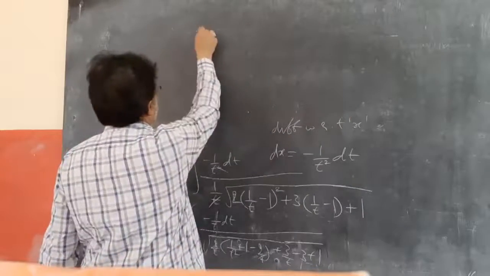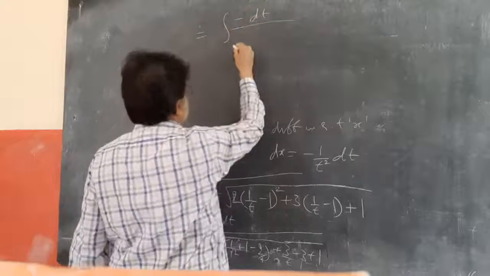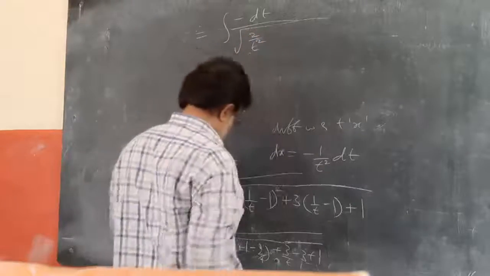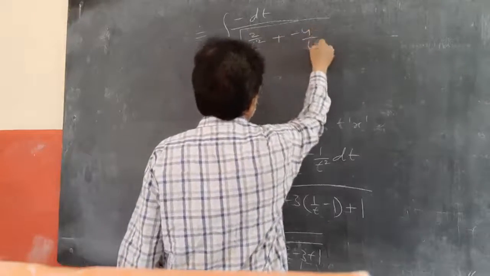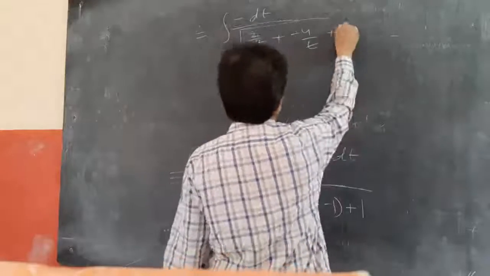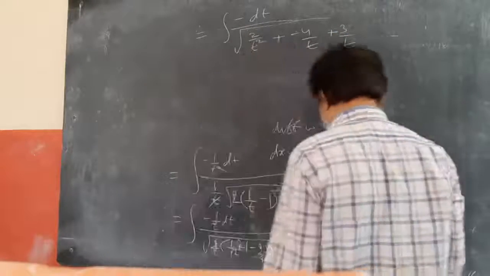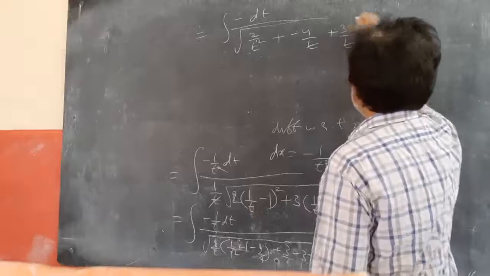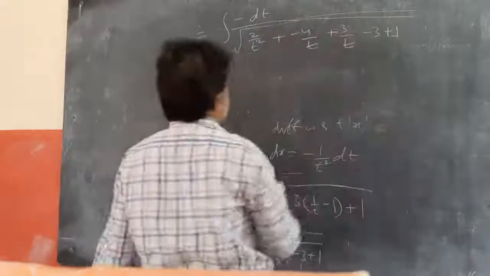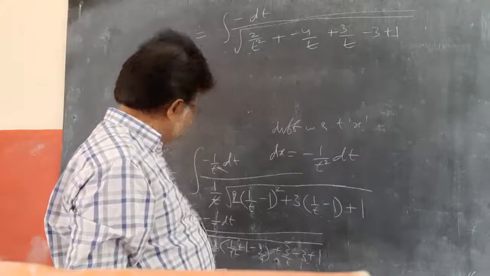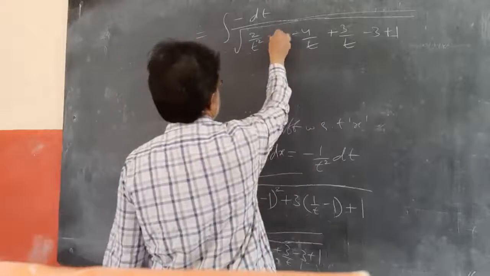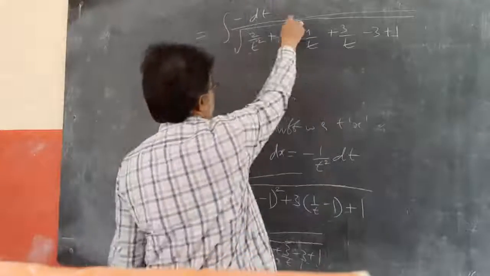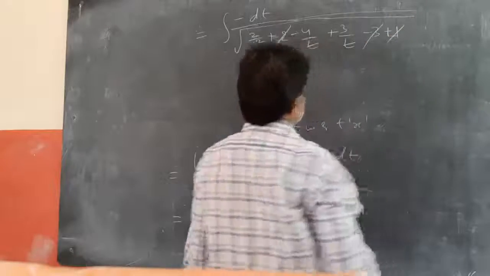So this becomes integral of minus dt by square root of 2 by t square plus 2 minus 4 by t plus 3 by t minus 3 plus 1. Now 2 plus 1 is 3, 3 minus 3 is 0.